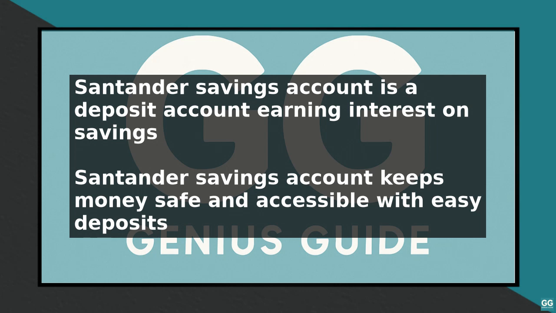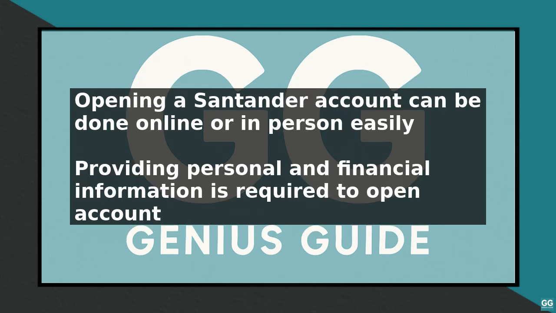The first step in utilizing a Santander savings account is to open an account. This can be done online, in person, or over the phone. You will need to provide some basic personal and financial information, such as your name, address, and social security number. Once your account is open, you can deposit funds into it using a variety of methods, including direct deposit, mobile deposit, and transfers from other accounts.